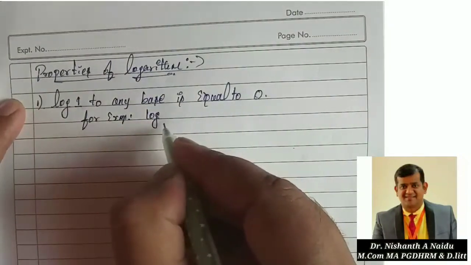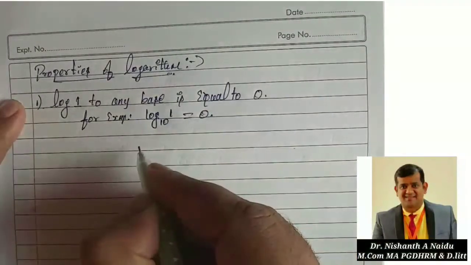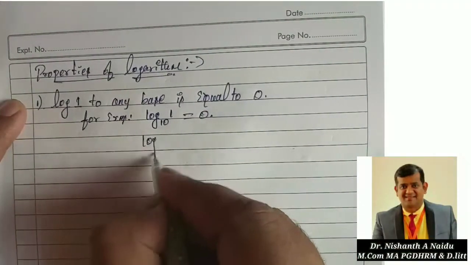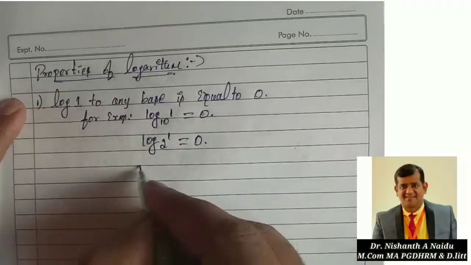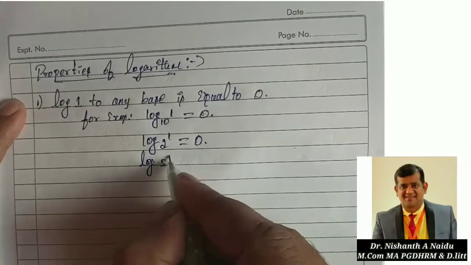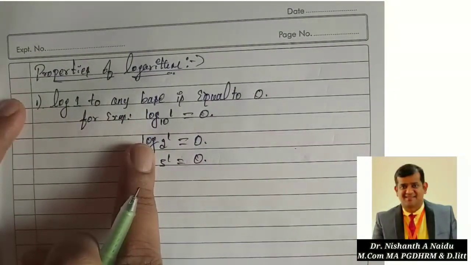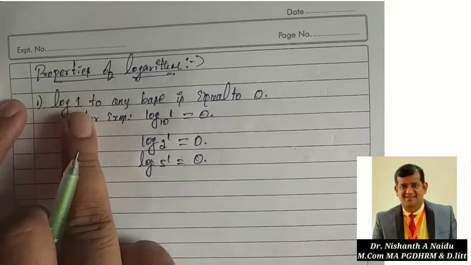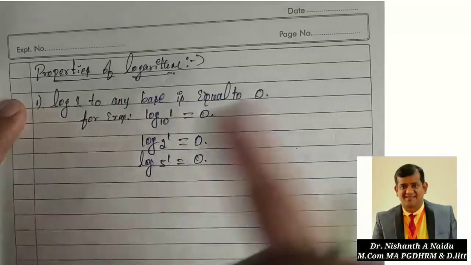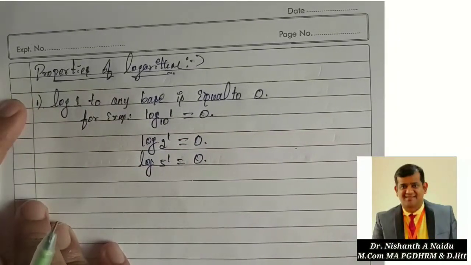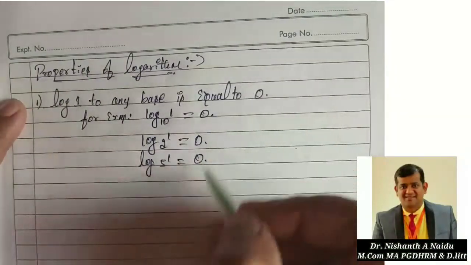For example, log 10 to the power 1 equals 0. Log 2 to the power 1 equals 0. Log 5 to the power 1 equals 0. So for any number, if the power is 1, the value is always 0 to any base. Clear? It might be any number, any base, and if the power is 1, the value is always 0.